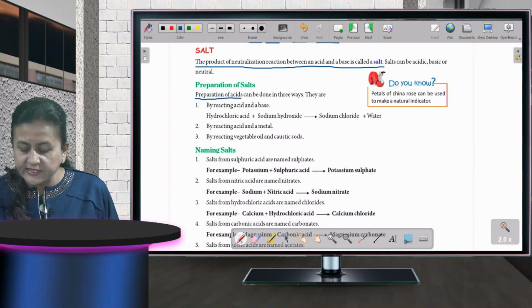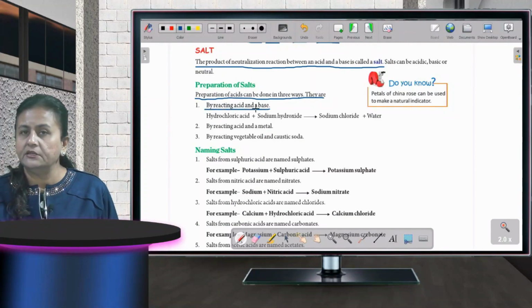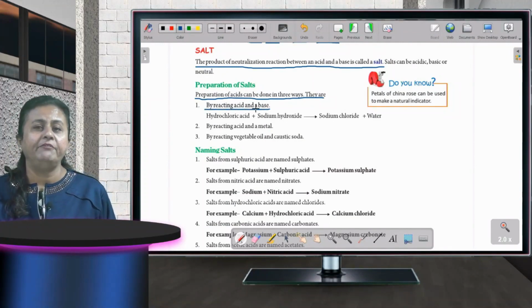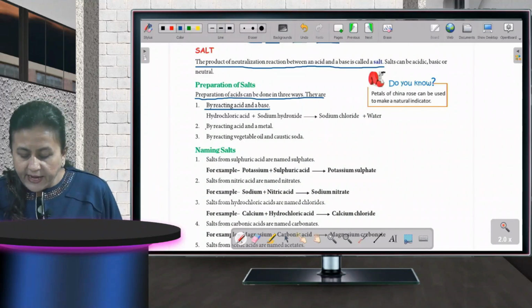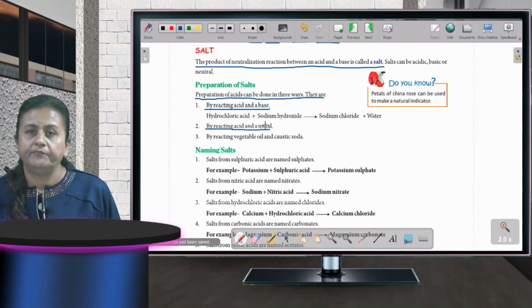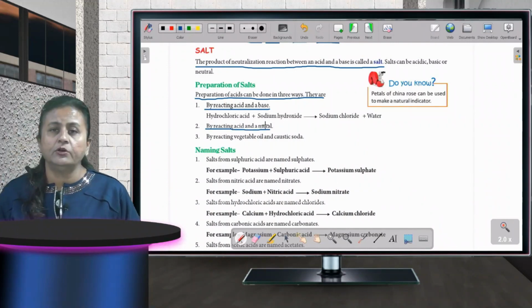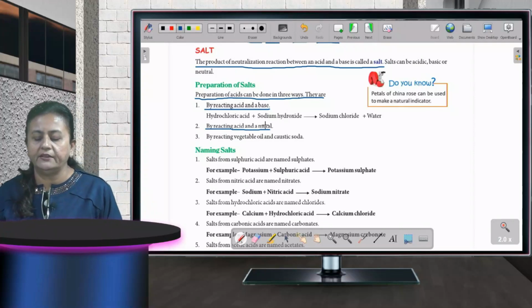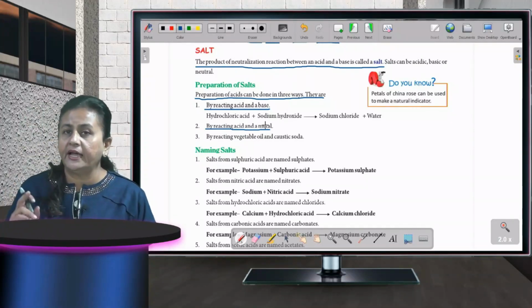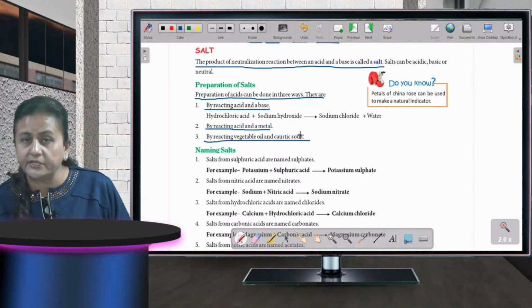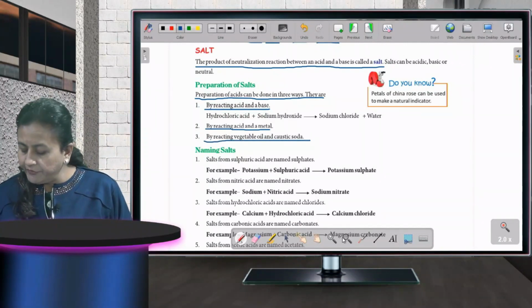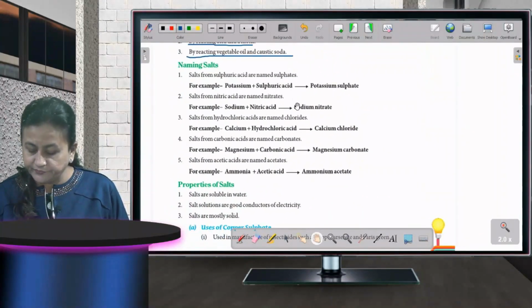Preparation of salts can be done in three ways. They are by reacting acid and a base. How are salts prepared? When we add an acid with a base. Then, by reacting acid and a metal. Whenever we want to have the salt of any substance, what we will do? We will take it by reacting acid with a metal. And by reacting vegetable oil and caustic soda. Now, there are different salts, naming salts are there. You can see on your screens.